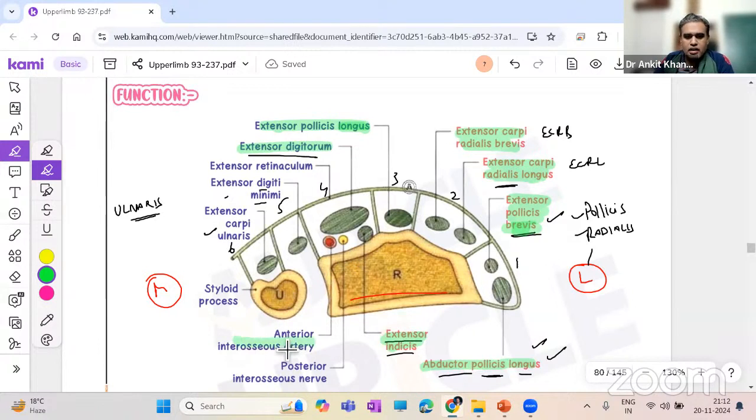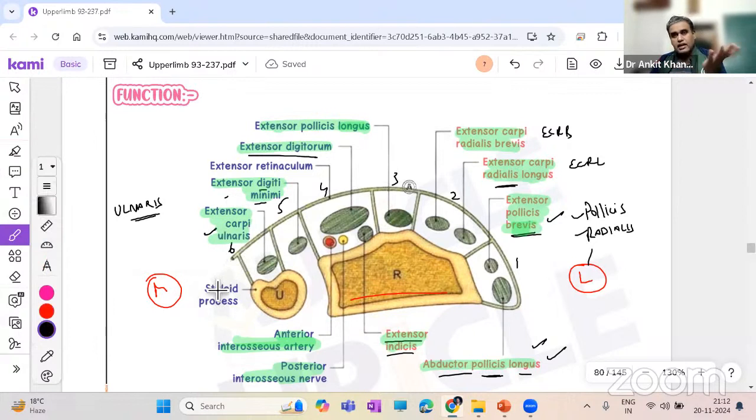Along with them, you have an artery and a nerve as well. So you have the anterior interosseous artery and the posterior interosseous nerve. Just remember their names. Compartments 5 and 6, what will be there? Extensor digiti minimi, the little finger, and extensor carpi ulnaris, the carpal itself, meaning it will extend the wrist but not go to the digits. It is at the base of the metacarpal or the carpal only. This is how you can do that.